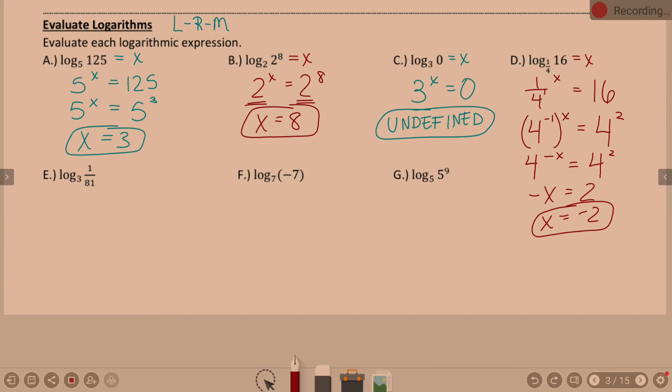Maybe, maybe not. As we work in this section, this is the tough type of problem, right? But your job is going to be to work to get your bases the same. I saw a 4 and a 16. I know they can both be written as 4 to some power. It's just making it happen. Okay? Let's try E.